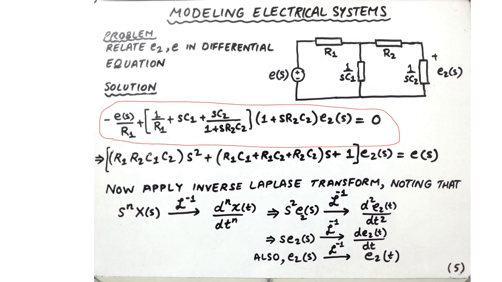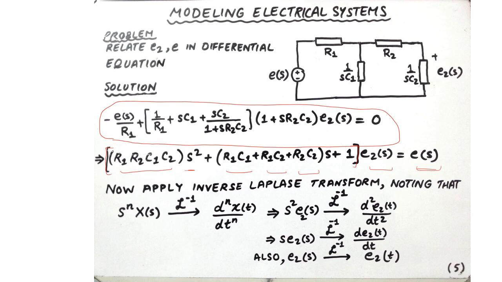Simplifying this expression, we get R1 R2 C1 C2 multiplied by s squared, plus R1 C1 plus R1 C2 plus R2 C2 multiplied by s, plus 1, whole multiplied by E2(s) equals E(s). So at this point, we have obtained a relationship between E2(s) and E(s) in the Laplace domain. And now it is time to convert it back to the time domain representation.